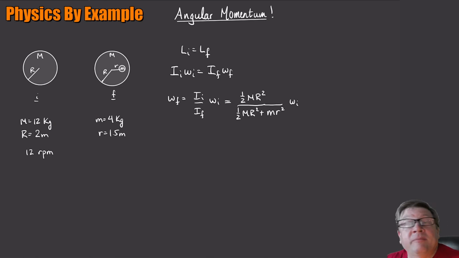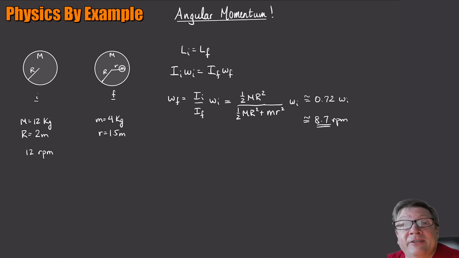Now I can plug all my numbers in. And when you do that, what you get is about 0.72 times the initial rotation rate, 12 RPM. Converting from 12 RPM to omega is just a common factor on both sides of the equation. So it's really 0.72 times 12 RPM that you'll get. When you finish converting, you'll get about 8.7 RPM as the final answer.